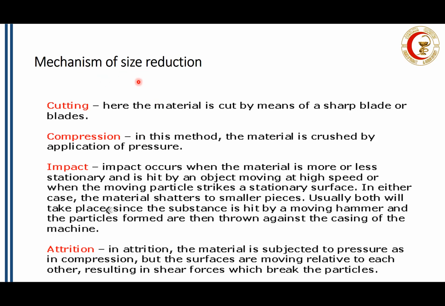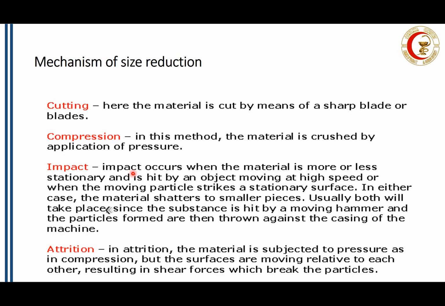Depending on the mechanism of size reduction, here we will have cutting, in which the material is cut by means of a sharp blade or blades. Compression, which is the method in which the material is crushed by application of pressure. Impact, which occurs when the material is more or less stationary and is hit by a moving object, such as in the case of the hammer milling equipment.